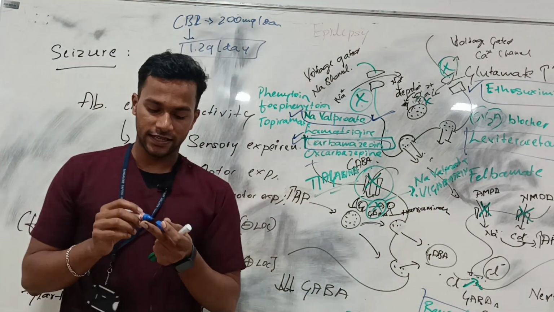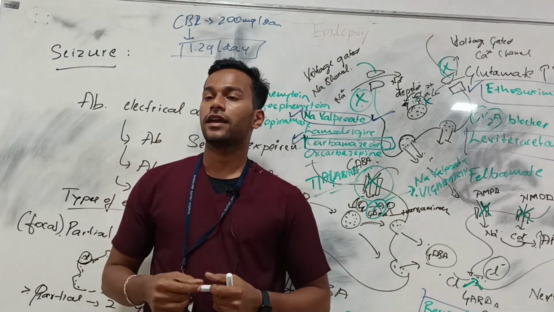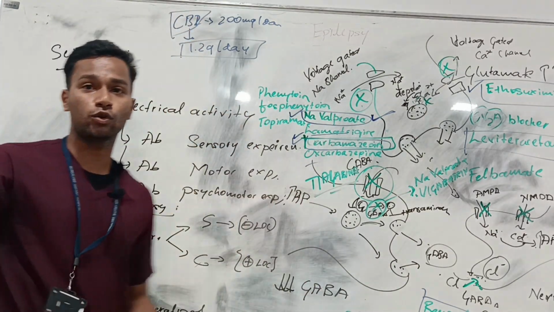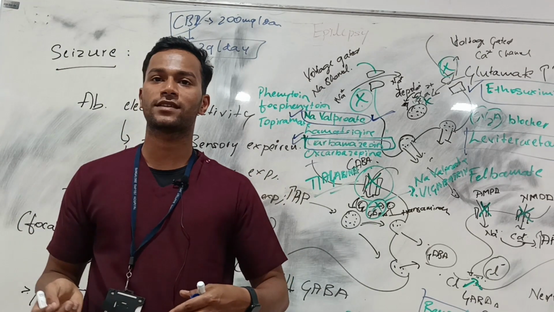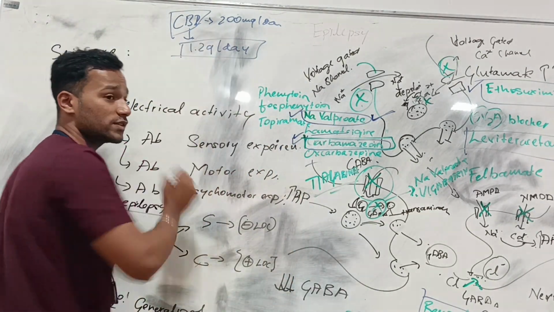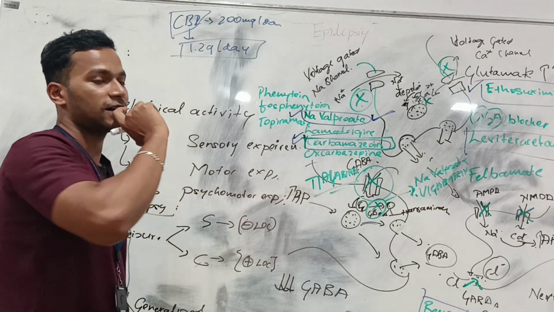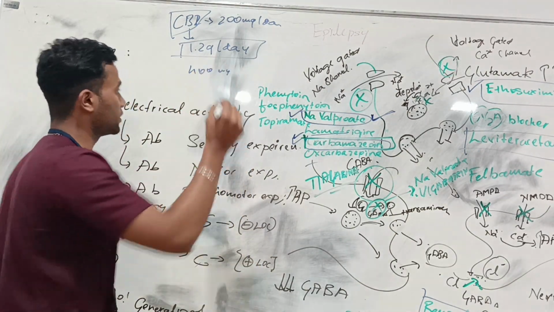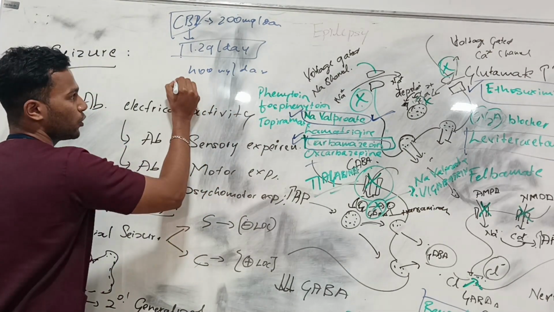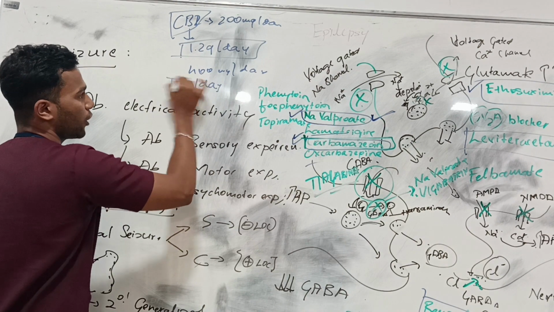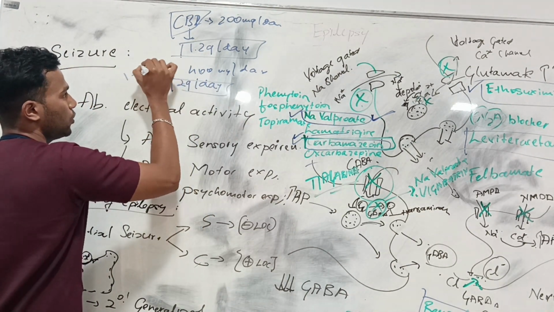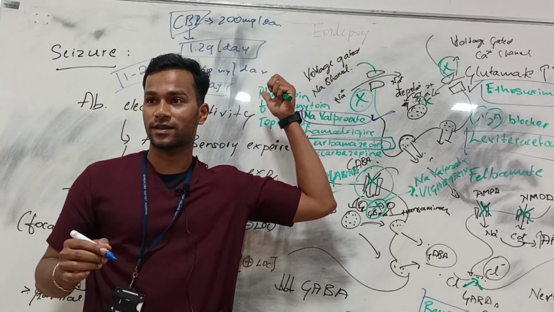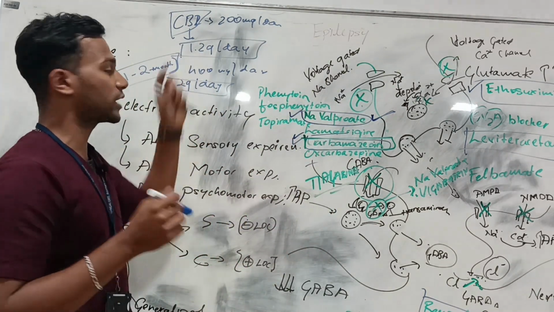One special thing about CBZ is that it is a hepatic enzyme inducer. After 1 to 2 months, it induces its own metabolism. At that point of time you have to increase the dose, up to 400 mg almost, I guess. I'm not sure about this, but the maximum dose will be 2 grams per day at that point. It is usually 1 to 2 months after the initiation of therapy. That is one thing you have to note about carbamazepine.